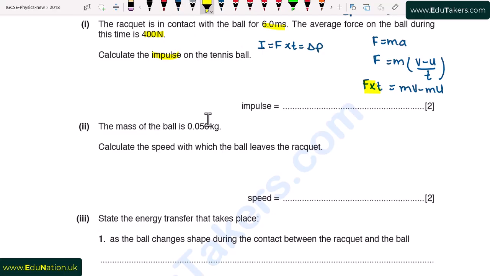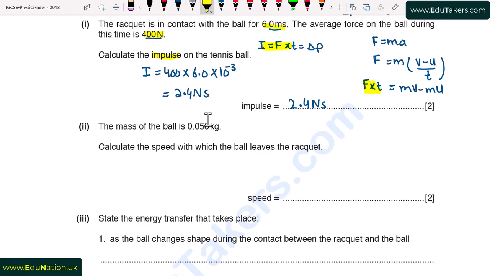So in this question we are given the value of force and time. So we use this formula that impulse is the product of force and time. So I will be equal to force is 400 multiplied by time is 6.0 millisecond, and we have to convert milliseconds into second. So I multiply it with 10 to the power minus 3, and the value of impulse comes to be 2.4 Newton second. So impulse will be equal to 2.4 Newton second.